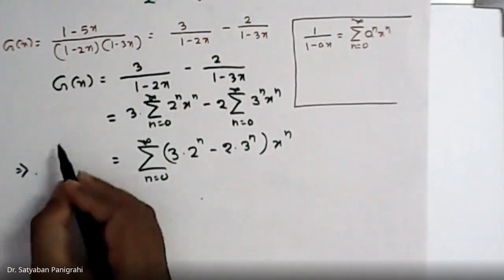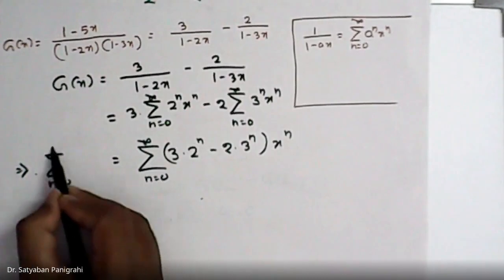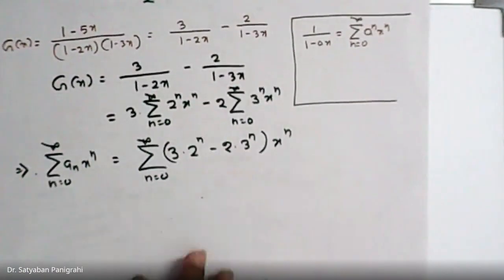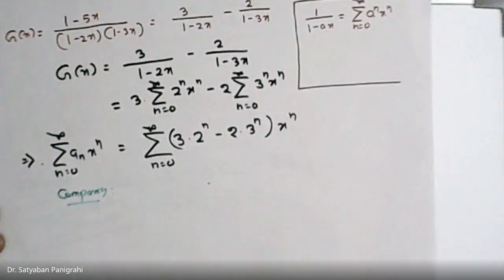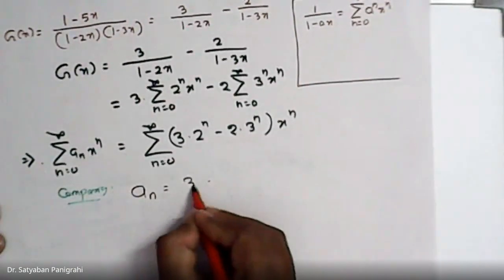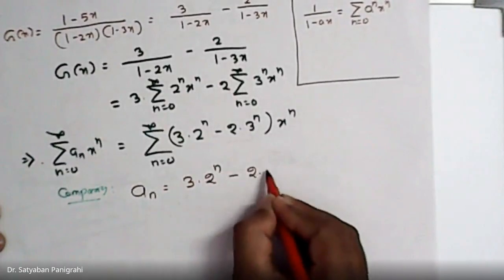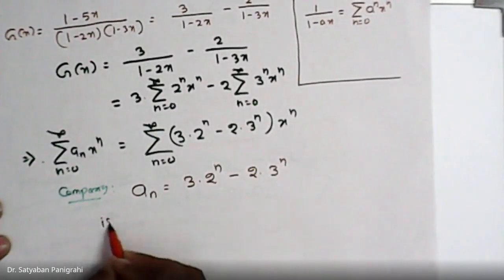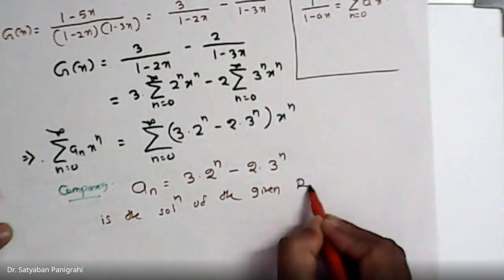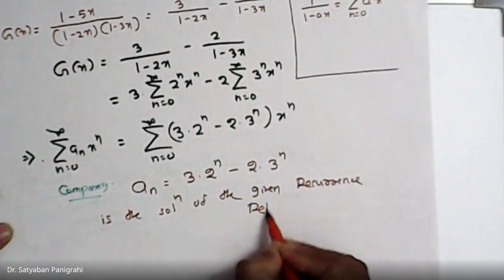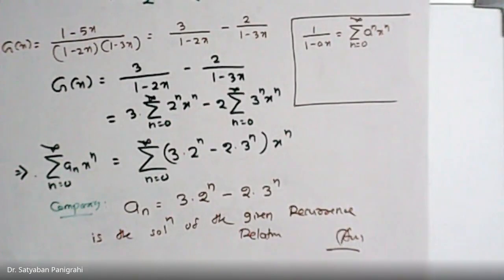And as we assumed, g(x) is summation n from 0 to infinity a_n x to the power n. So by comparing, what I got is a_n equal to 3 into 2 to the power n minus 2 into 3 to the power n, and this is the solution of the given recurrence relation. Okay, this is the method using generating function, how we solve the recurrence relation. Okay, everyone clear? Clear to all?